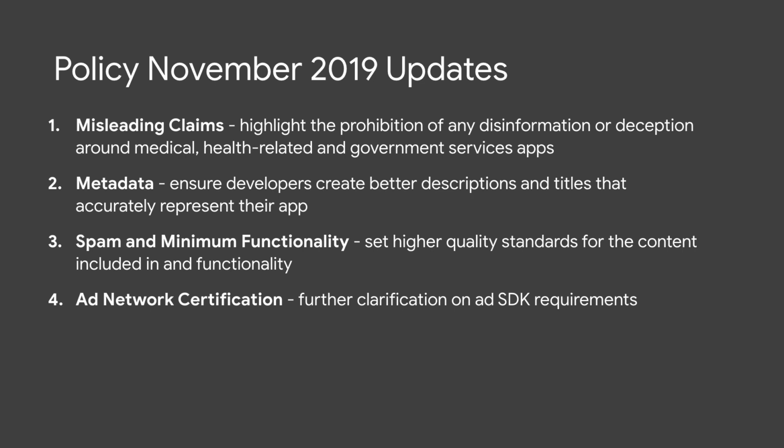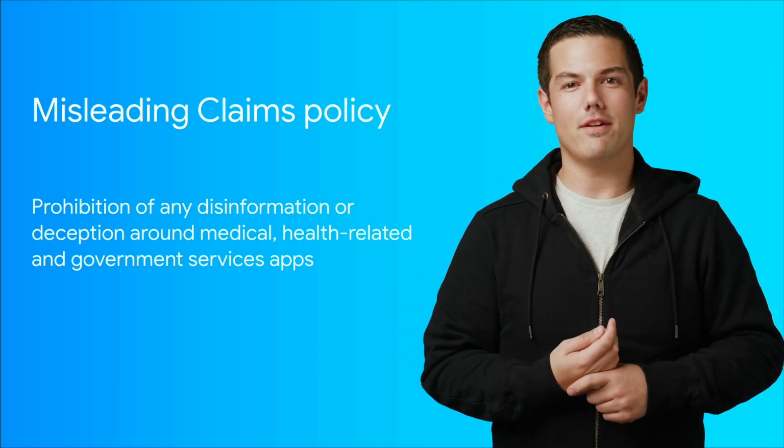We've made some changes to our misleading claims policy, and we'll highlight some new guidance on medical, health-related, and government services apps. Additionally, we'll talk a bit about changes to the metadata policy to ensure your description, title, and store listing accurately represent your app. We also have some updates on our minimum functionality requirements of all of our apps. And finally, an update on our ad network certification program, particularly ad SDKs serving users in our Designed for Families program. So let's dive in.